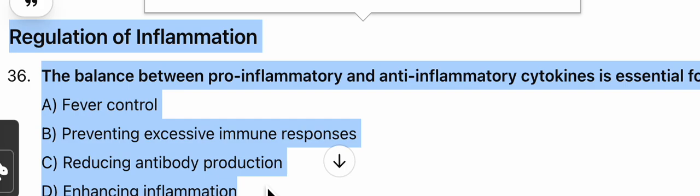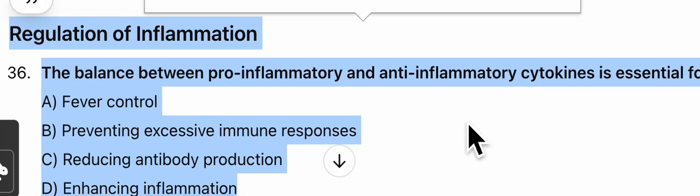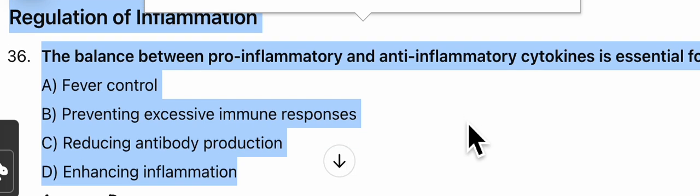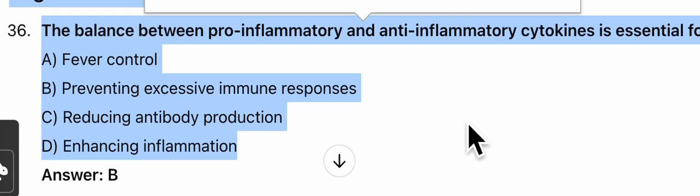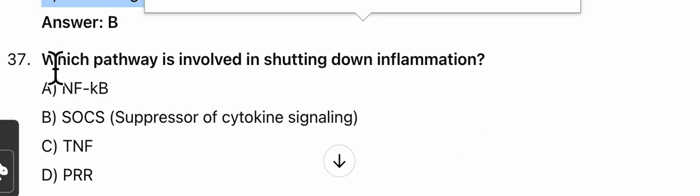Regulation of inflammation. The balance between pro-inflammatory and anti-inflammatory cytokines is essential for A. Fever control, B. Preventing excessive immune responses, C. Reducing antibody production, D. Enhancing inflammation.